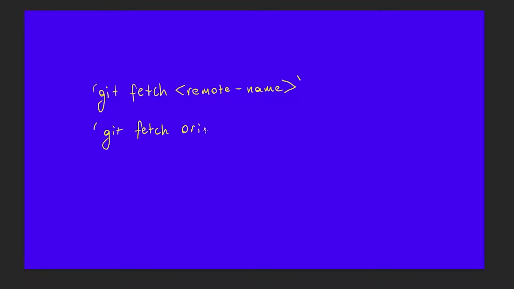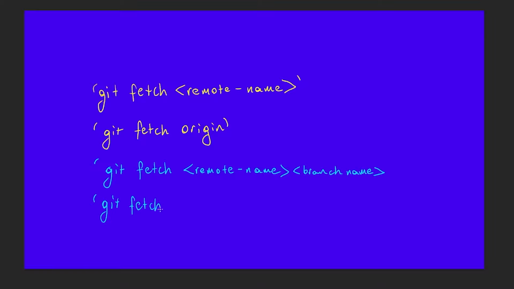The basic syntax of the git fetch command is as follows: git fetch and the remote name. You can also fetch changes for a specific branch from the remote repository with git fetch, remote name, and branch name. In summary, git fetch is a command that fetches changes from a remote repository, updating your local references to reflect the state of the remote repository. It's useful for inspecting changes before deciding to merge them into your working branch.